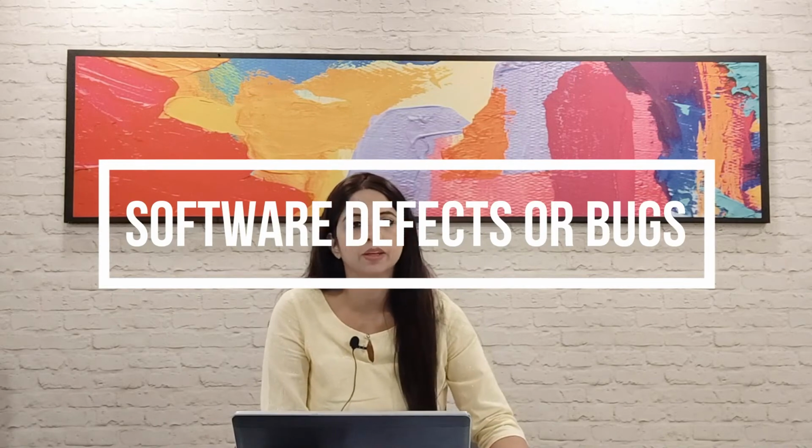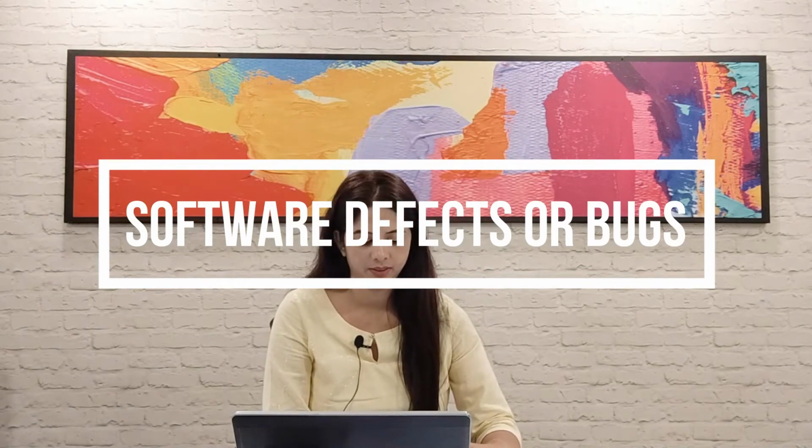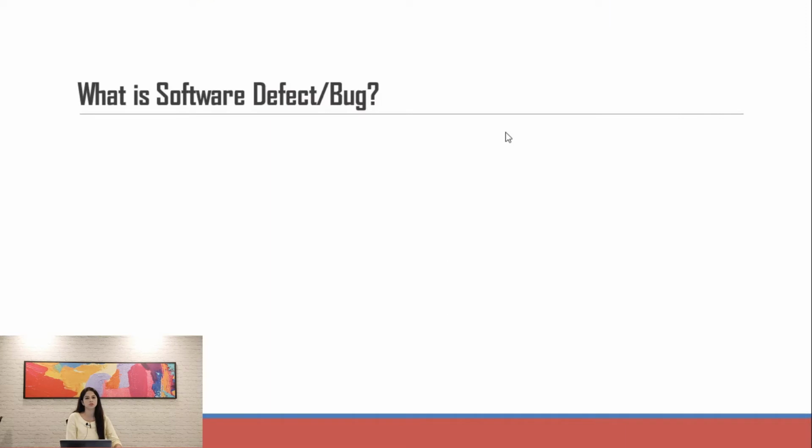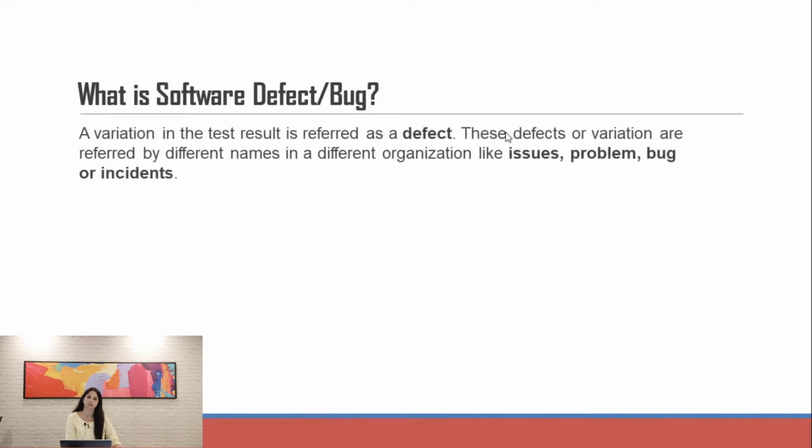Today we will talk about software defects or bugs and how they are raised. So let's move forward. What is a software bug or defect? Whenever we are testing an application and there is a deviation from the normal workflow, we call it a defect. It's our responsibility to mark those defects in the tool we are using, and it has to be assigned to the developer. They need to be fixed. We have to verify whether the bug is fixed or not, and then we have to close the issue.